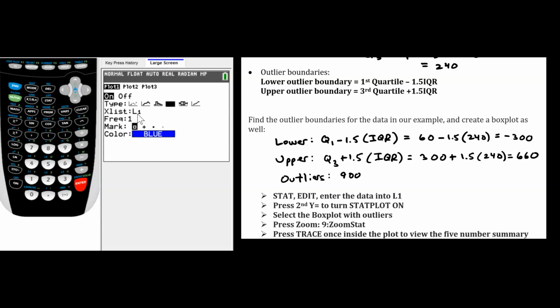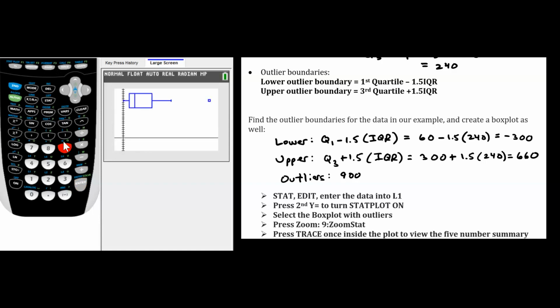Our X list is L1, so now we press zoom number 9. So I say zoom number 9, and here is my box plot. And the nice thing with this box plot is if you press the trace button, you'll be able to clearly see the 5-number summary. So you'll get some of those main percentiles, those quartiles that we've been talking about. So let's press trace, and you can see you get the minimum value.